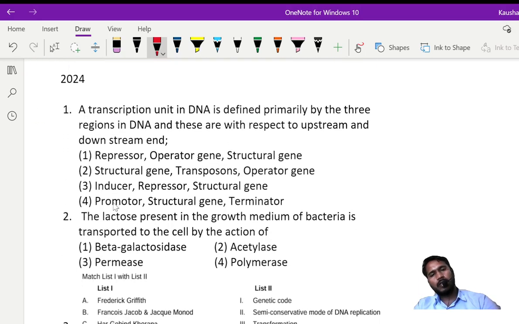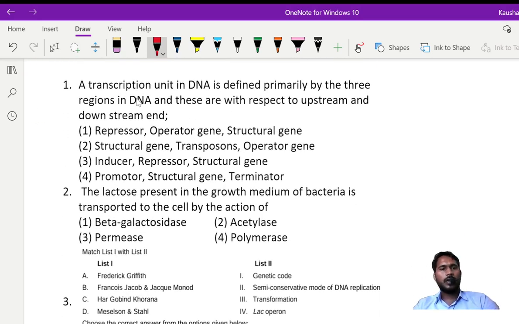Now, a recent question from last year. The transcription unit in DNA is defined primarily by the three regions of a DNA. What are they? Upstream and downstream. Considering upstream and downstream. Again, this is from the lac operon, but the question is a little bit changed. What are there? Repressor gene. It cannot be. It's not a part of the transcription unit.